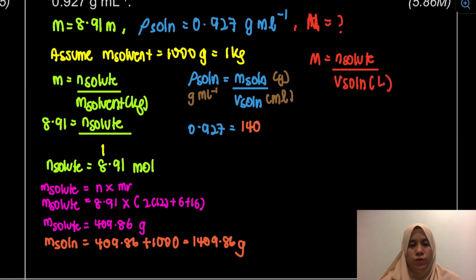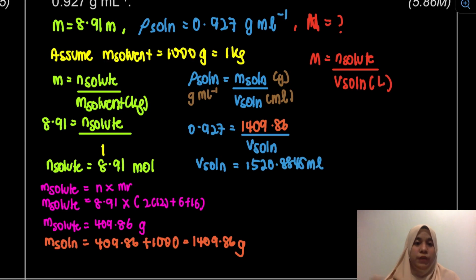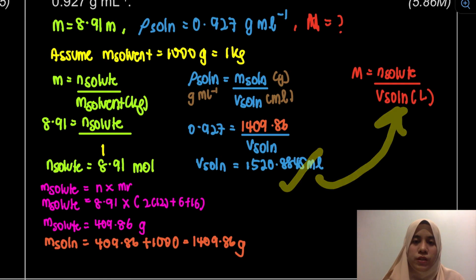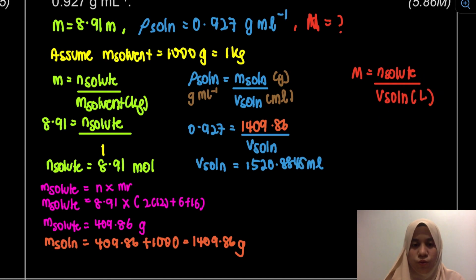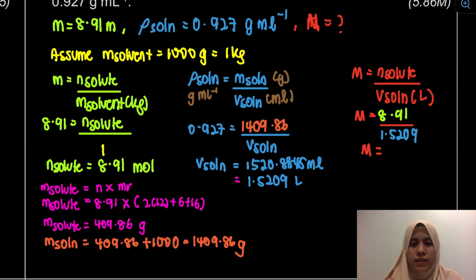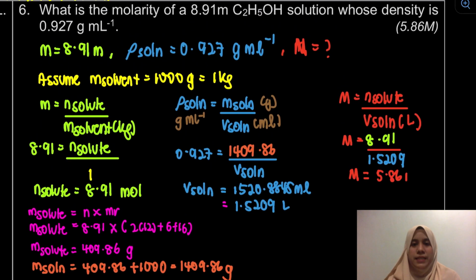So here I will get the volume of solution is equal to 1520.8845. This is in milliliter. So remember, check the units. But for the formula of molarity, the volume of solution must be in liter. So I'm just going to change it here, which is 1.5209. I would like it to be 4 significant figures, and the final answer you simplify to 2. So I substitute it: 8.91 divided by 1.5209, and your answer will be 5.86 molarity or molar. Okay, so that's the end of question number 6.